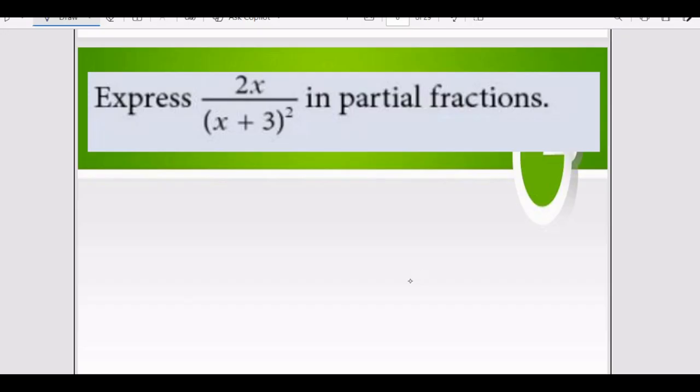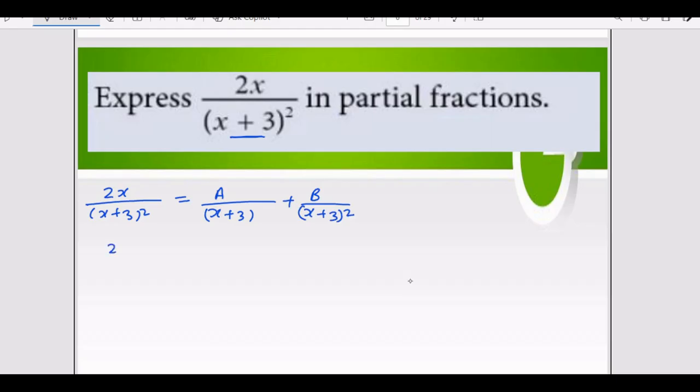Now we have another example, 2x over (x + 3)² in partial fractions. Again, you can see this is a repeated root in the denominator. So we will use this type: 2x over (x + 3)² is going to be equal to a over x + 3, then we will take b over (x + 3)², right? So we are using the same form that we used in the previous question.